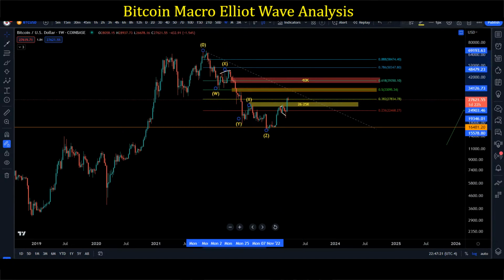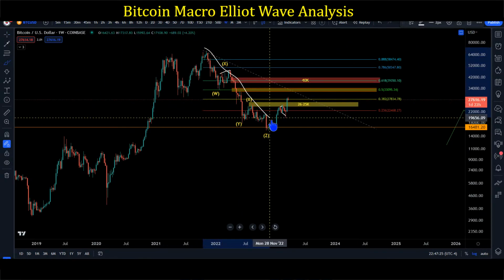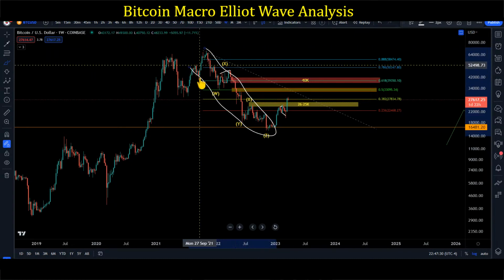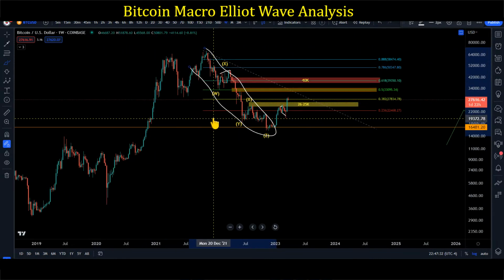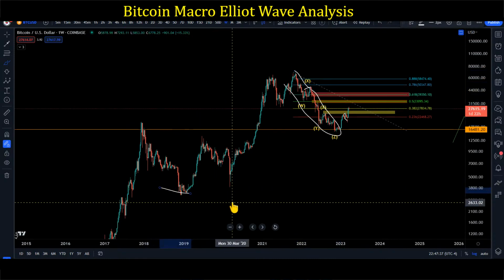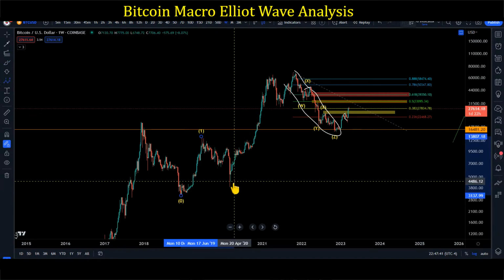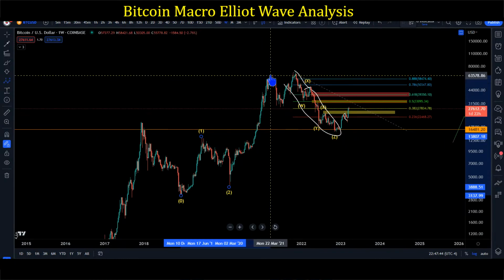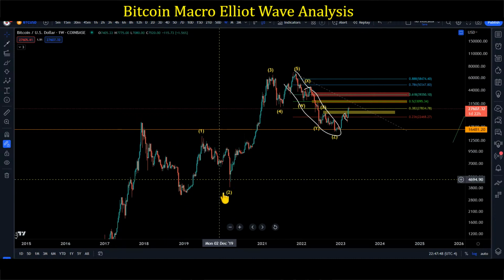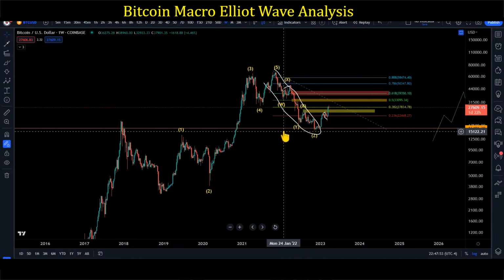the entire move bears created right here was nothing but a correction. The move we had to the upside, starting since 2018, was also a 5-wave structure, but the difference was that this move was an impulsive macro move. You can see every single wave to the upside, wave 1, wave 3, and wave 5, all of them were impulsive.